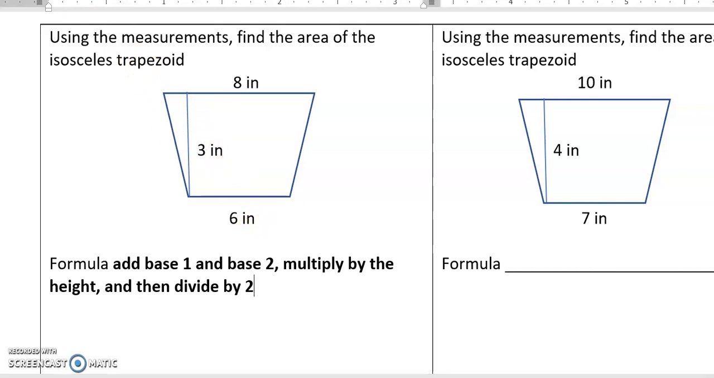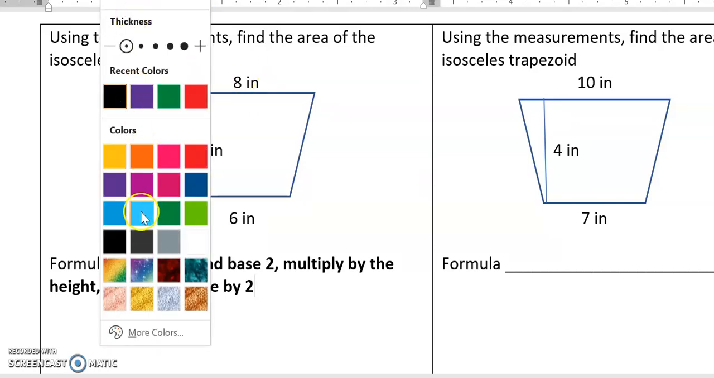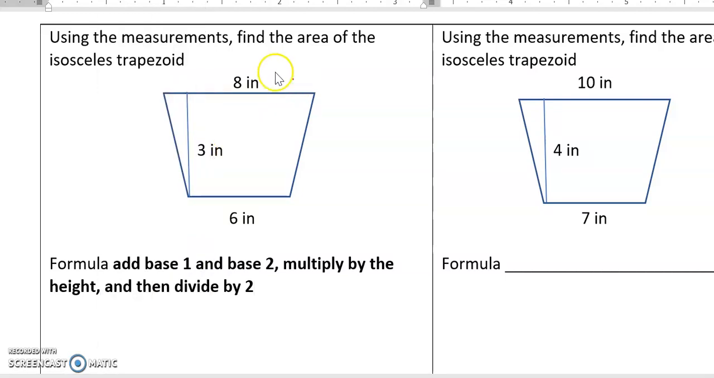Now if you're asking, well, what's base 1 and base 2? Remember I told you a trapezoid has two bases. Let me change the color. Alright, so trapezoid has two bases. You can say the top is base 1 and the bottom is base 2. So what's the first thing that I wrote to find the area of the trapezoid? Add base 1 and base 2. So I need to add the numbers.